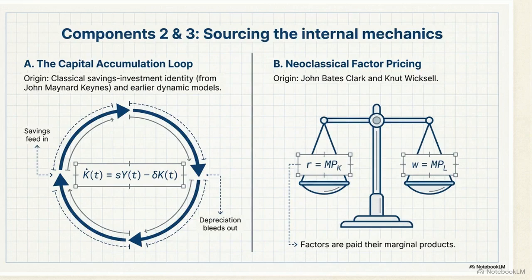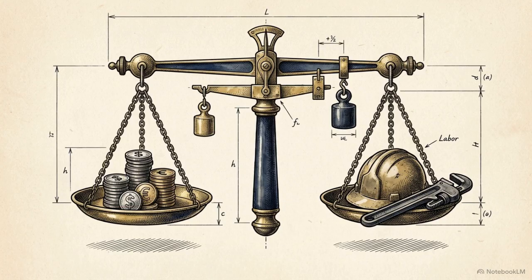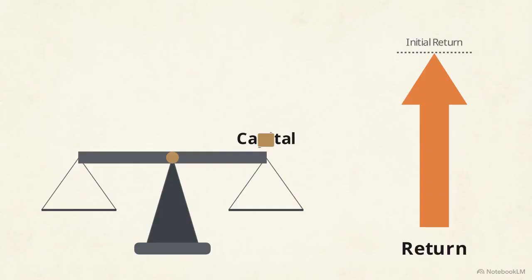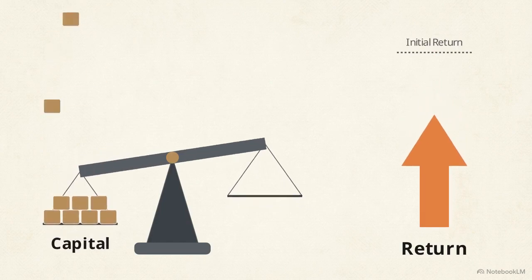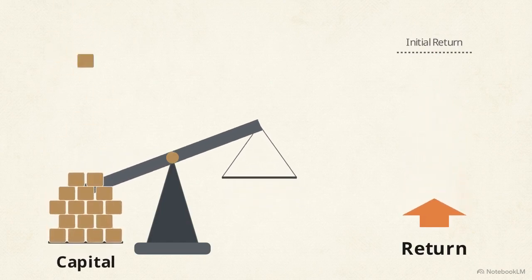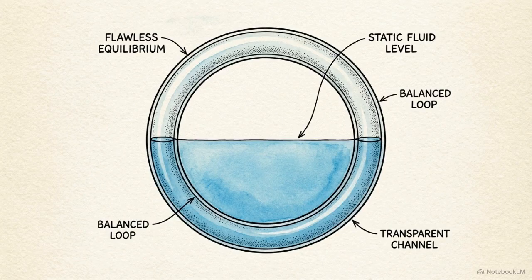To regulate this loop, Solow added a second internal mechanism, neoclassical factor pricing. This mechanism creates mathematical balance by ensuring that capital and labor are paid exactly their marginal products. As capital becomes abundant, its return drops, slowing further accumulation. Together, these two mechanics create a self-regulating closed-loop system that prevents capital from pooling excessively or depleting unnaturally.